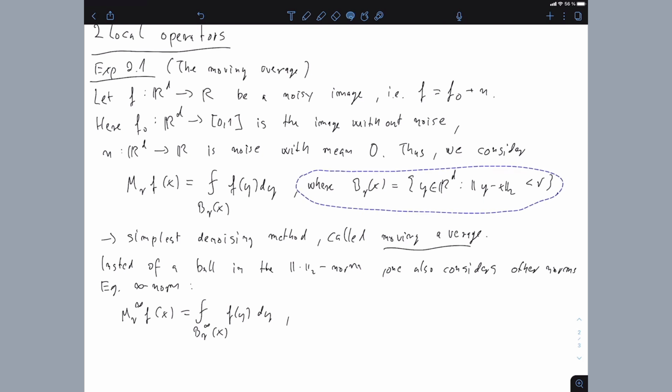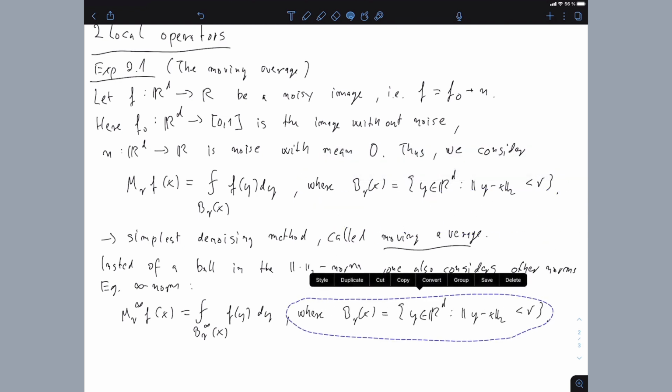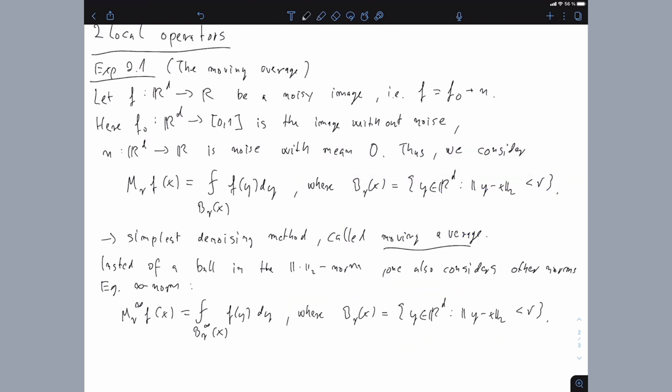Yeah, we take exactly the same definition here, except that I put an extra infinity here, which means that the norm is changed to the infinity norm. So it's just always the maximum over the components.